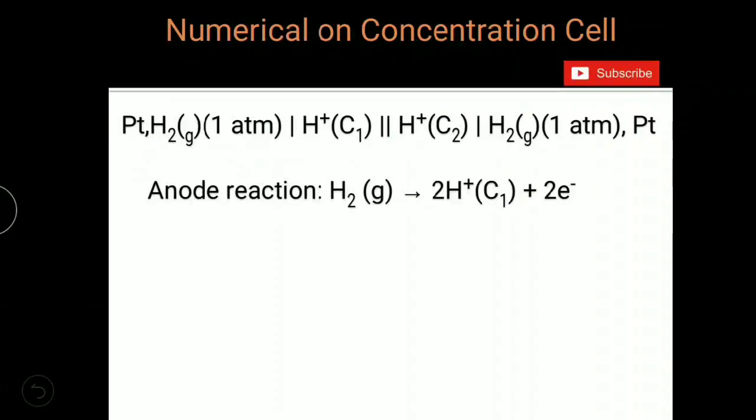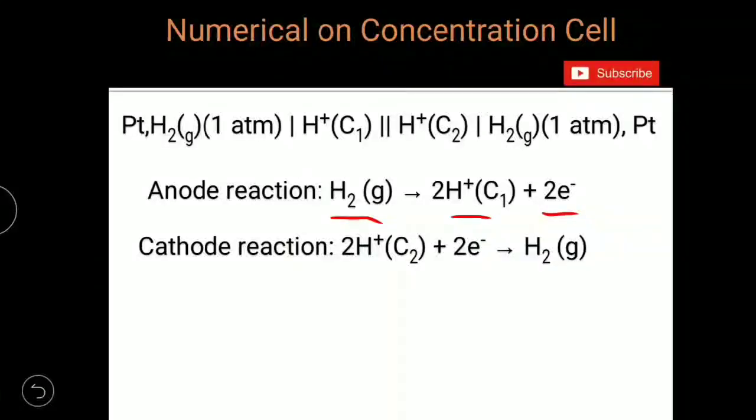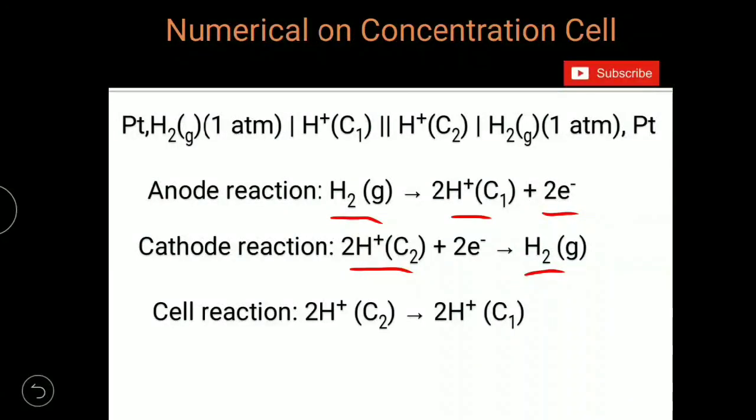The reaction that takes place at anode is oxidation. So hydrogen gas gets oxidized into H plus ions by losing 2 moles of electrons. And the reaction that takes place at cathode is reduction. Here the H plus ions get reduced into hydrogen gas by accepting 2 moles of electrons. So overall cell reaction is 2H plus whose concentration is C2 converts into 2H plus whose concentration is C1.